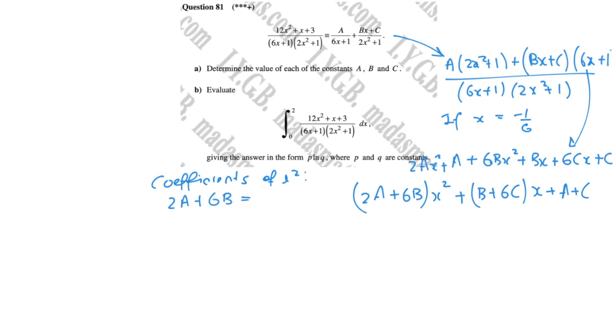Okay, so now we've got the coefficients of x, so b plus 6c x. And then the constants are just a and c, yes? Okay, cool. So that's basically that. Now I'm going to compare the coefficients, so make it very clear what you're doing. Comparing the coefficients of x squared, we've got 2a plus 6b is equal to 12.